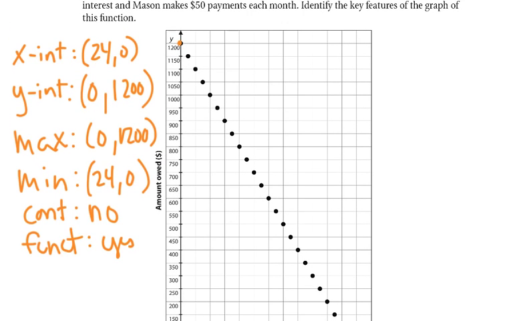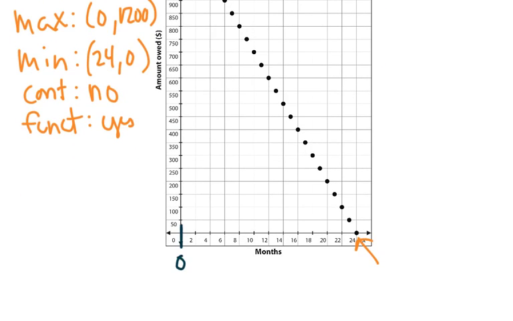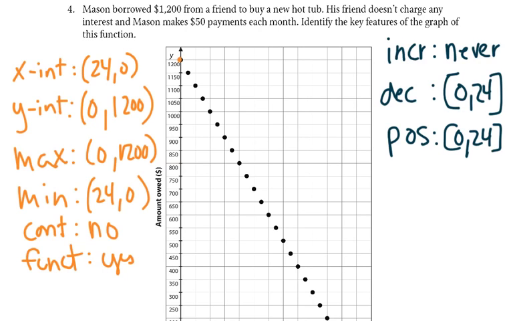Now, this one is not increasing again, right? It is decreasing, but from what to what? Well, it starts at the x value of 0 and decreases until we get to the x value of 24. So that's our interval of decreasing, 0 to 24. Is it positive? Yes, in that same interval. Is it negative? Never.